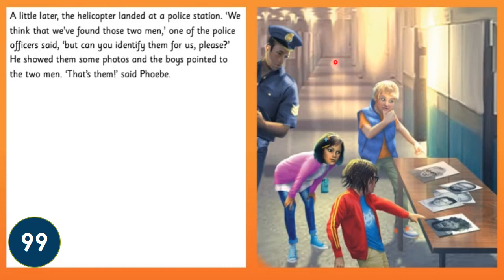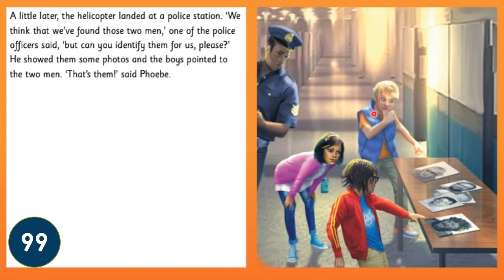Okay, so as you see in this picture, the 3 kids now are safe and sound in the police station. The helicopter was owned by the police, and they put them in the police station so they can be safe. And one of the police officers, which is this guy, told the kids that we actually found those 2 men that we were talking about earlier. But we need to make sure that they are the 2 men we were looking for.